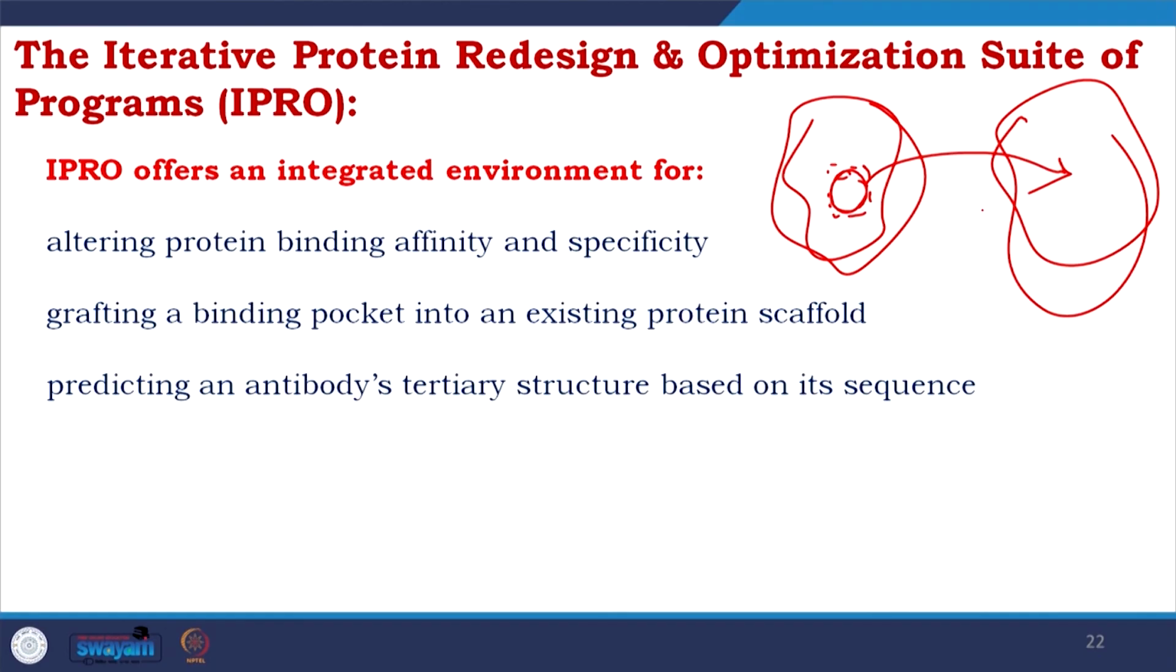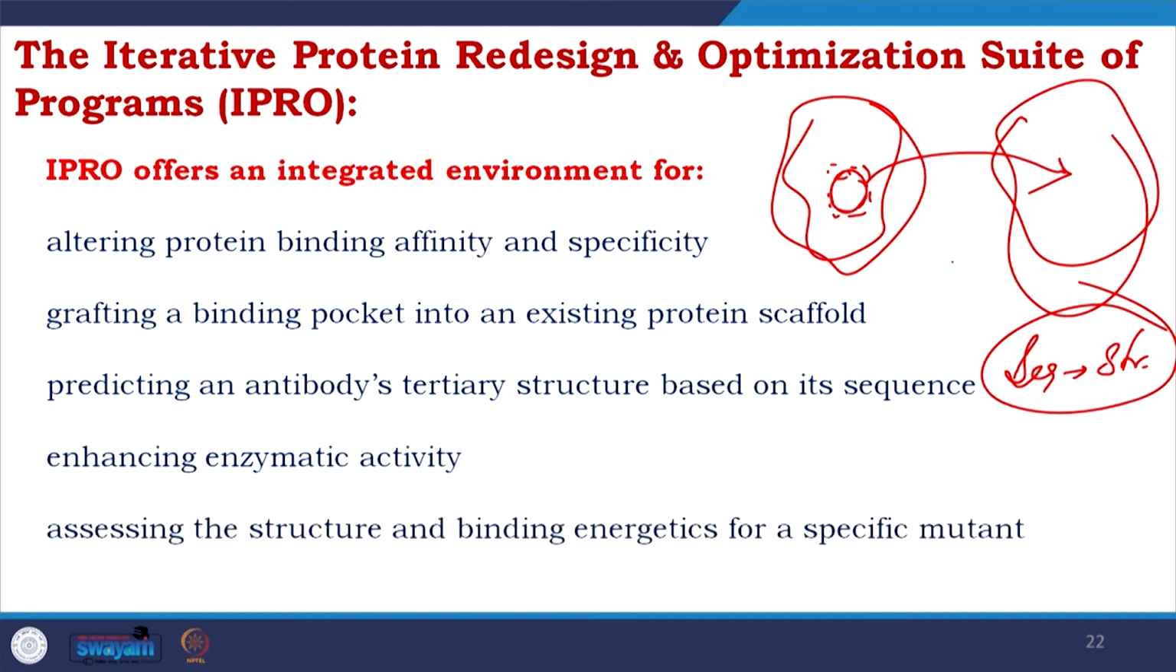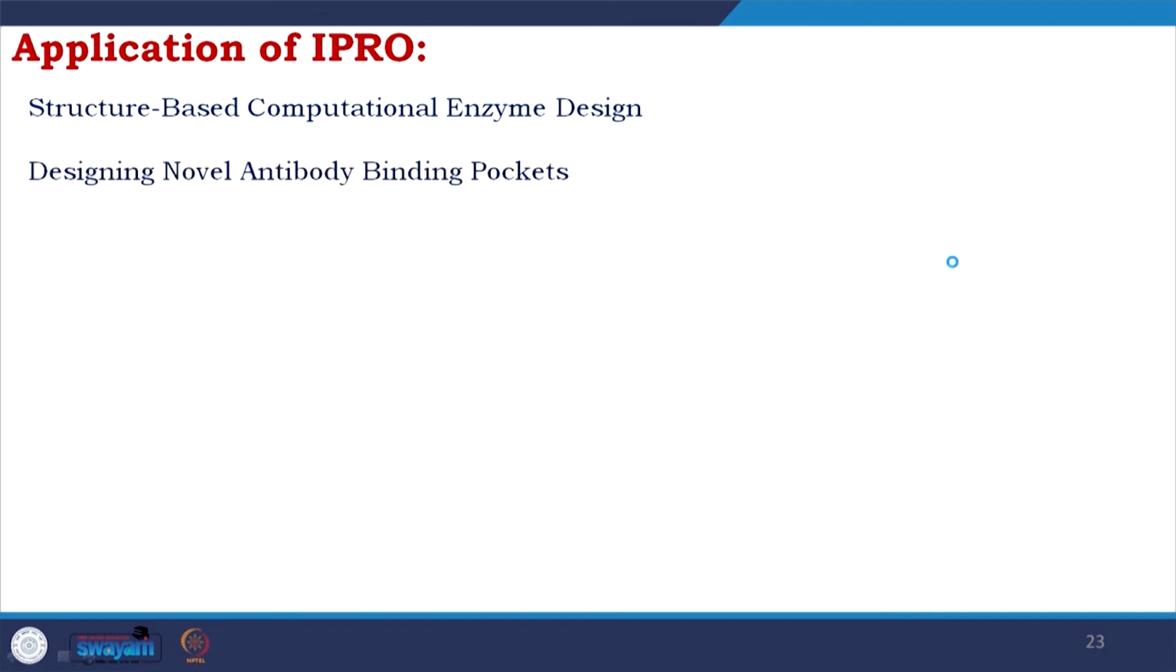Predicting an antibody's tertiary structure based on its sequence. So, sequence to structure prediction, enhancing enzymatic activity the same way, assessing the structure and binding energetics for specific mutants. So, what are the applications of IPRO? Structure based computational enzyme design, which we talked about throughout, designing novel antibody binding pockets, altering enzyme cofactor specificity.